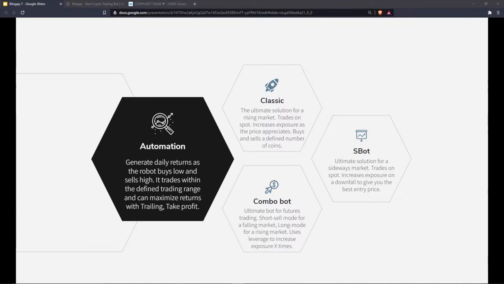So we need to find the trade-off, and we will discuss how to build optimal strategies depending on the market scenario with Bitsgap automated bots. We will discuss the classic bot, the SBot, and the brand new bot we launched about 3 weeks ago, the combo bot. That's the one designed for futures market trading. It's a completely different story, different configuration, different level of risk.